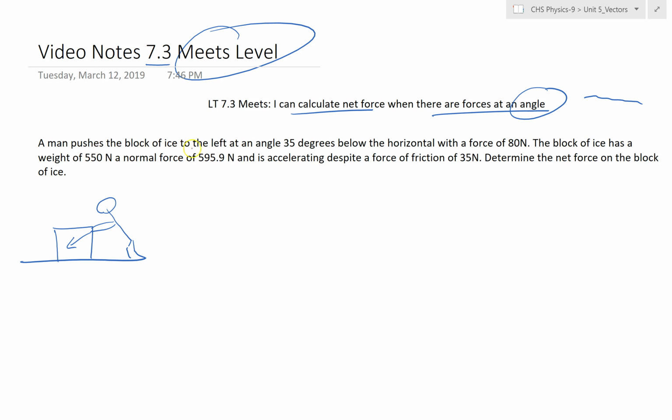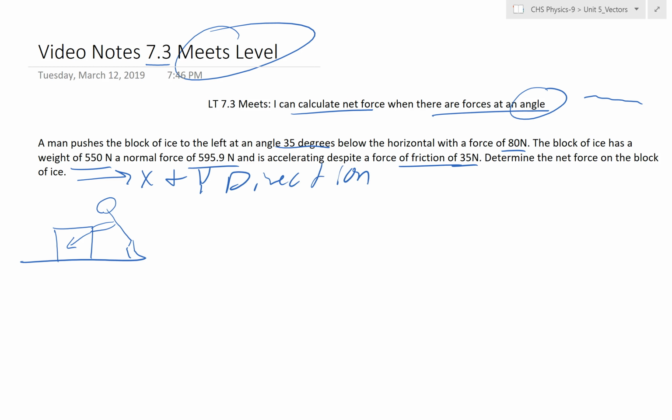A man pushes a block of ice to the left at an angle of 35 degrees below the horizontal with a force of 80 newtons. The block of ice has a weight of 550 newtons and a normal force of 595.9 newtons and is accelerating despite a force of friction of 35 newtons. We want to find the net force of the block, and we want to find that in the x and y direction.